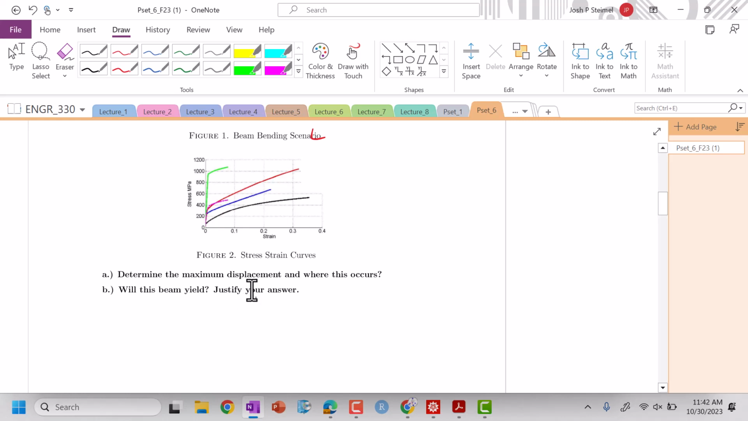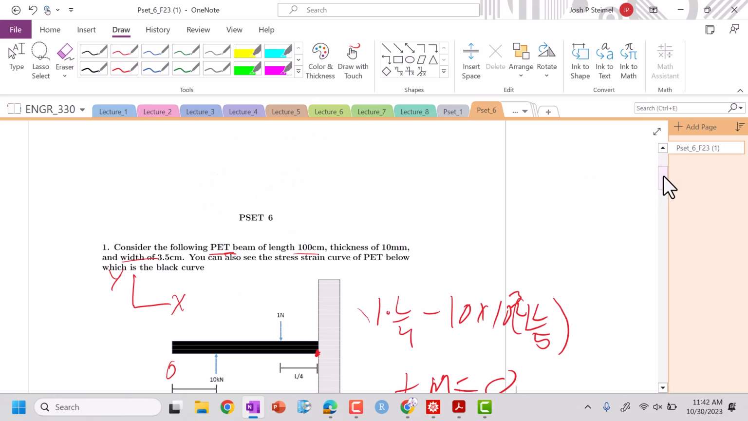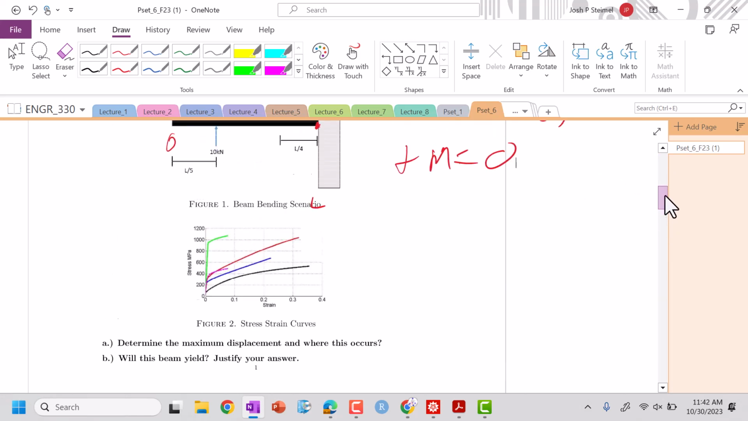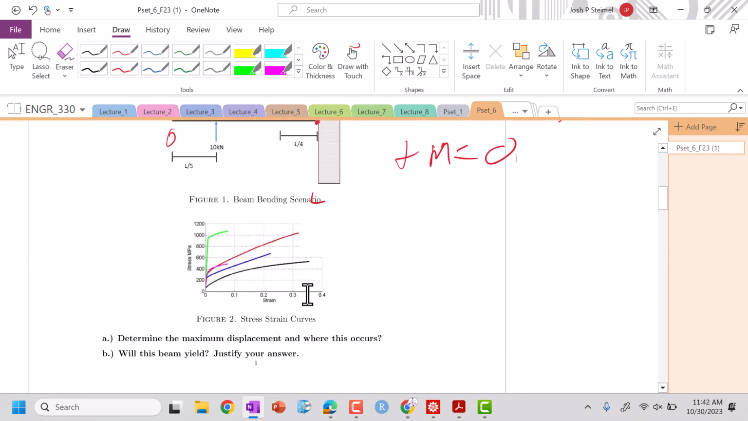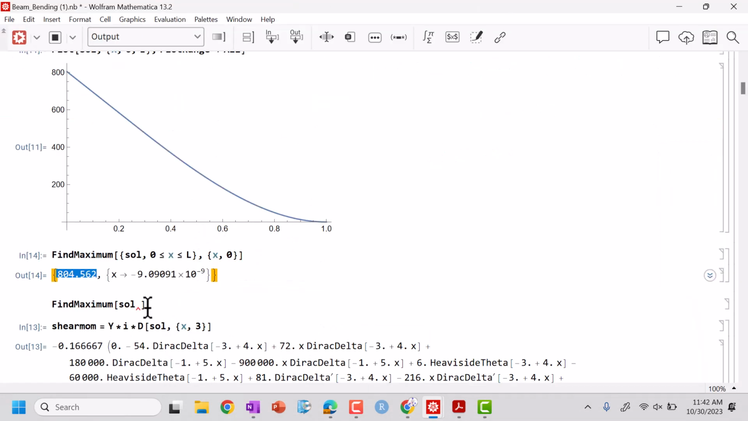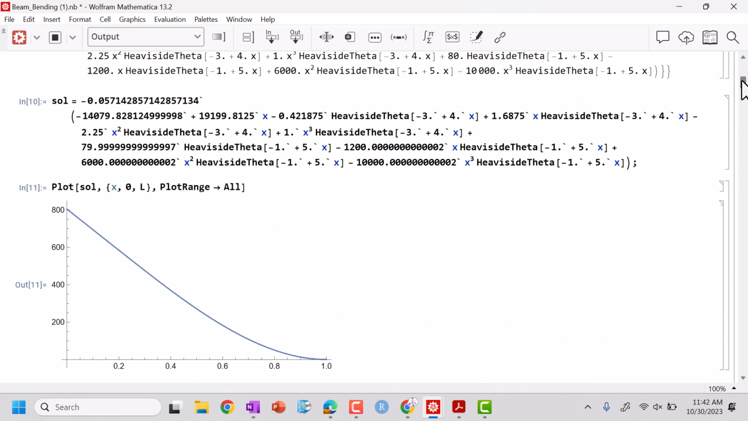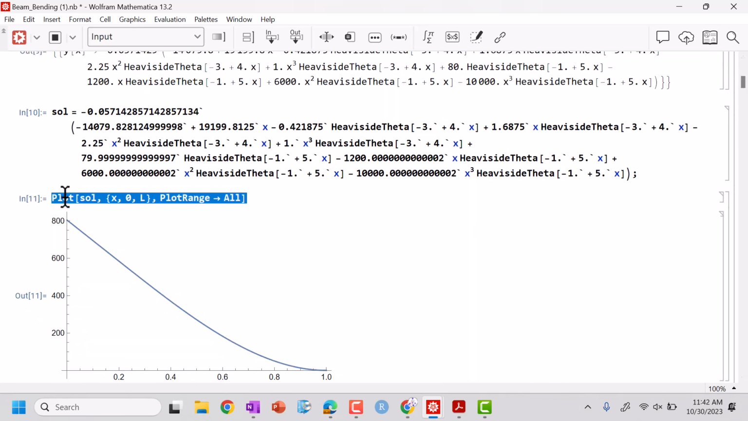Will my beam yield? Justify your answer. What is our material that we're working with here? Stress, I think, is the black curve. The black curve says that it fails at a strain of this, but we can also calculate stress. Why not? Stress is going to be, so let's plot our bending moment diagram.